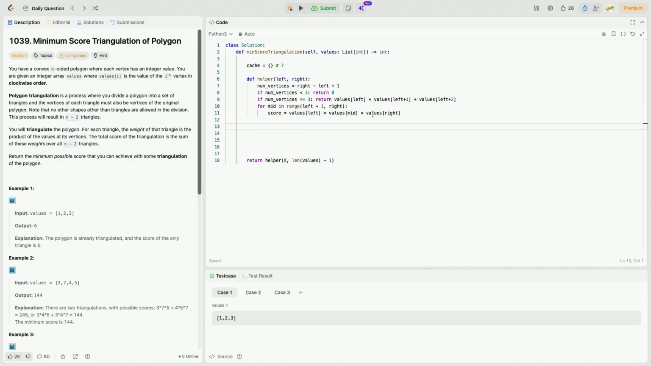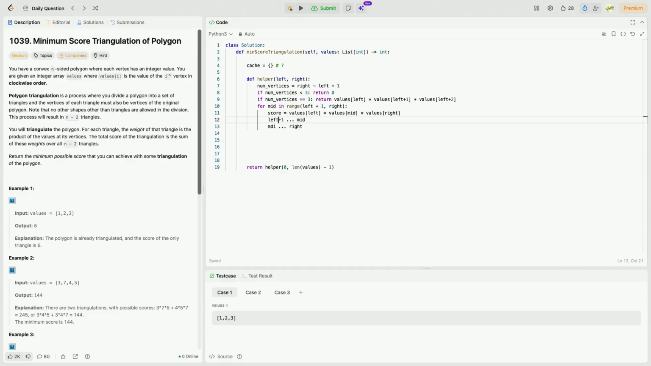Now we formed one triangle, and that means that now we have to compute the minimum, what is called minimal possible triangulation for the remaining triangles. And the remaining triangles will start at left +1 and go to mid, between that. And the other one is between mid and right.